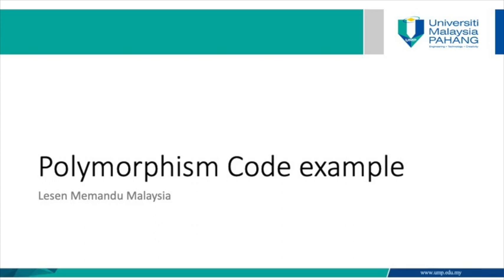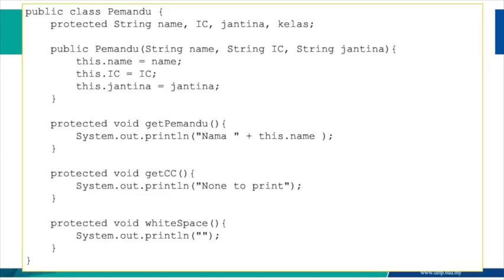Okay, and now let's take a look at the polymorphism code example. I'm just going to go through it. It's about the Malaysia driving license system. Okay, let's go through it together. So here we have public class Pemandu.